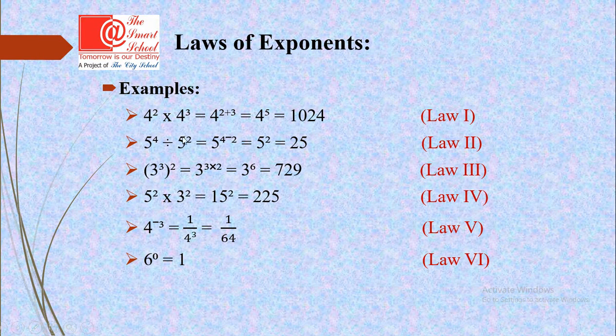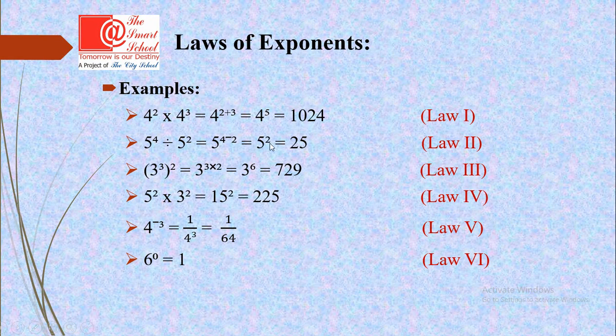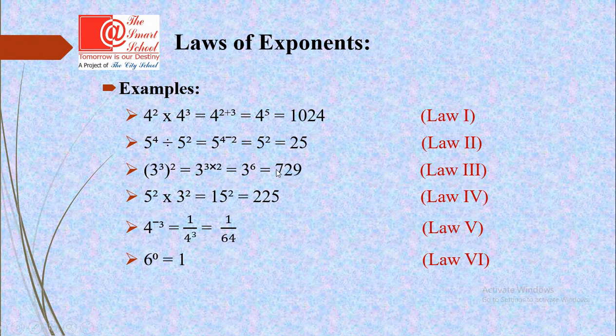5 power 4 divided by 5 square. So 4 minus 2 is equal to 2, or square, and the standard form is 25. Now (3 cube) power square. So we will multiply powers here. So 3 multiplied by 2 is 6. So 3 power 6 is equal to 729, which is the standard form.